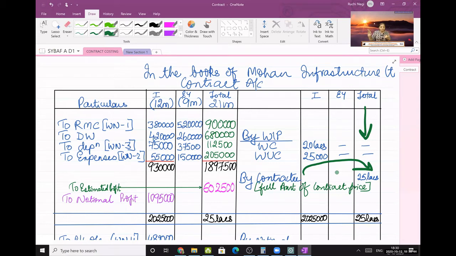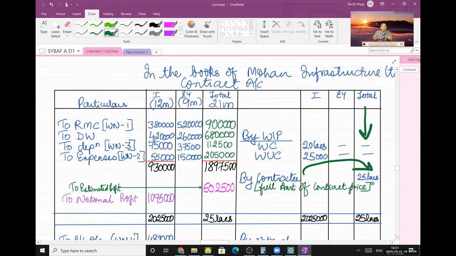Okay, there is no work certified, there is no work uncertified in the last year. So in this sum, my estimated year is my last year. Now I am doing the total of it. So what am I doing here? Just look into this part. After WIP, what have I returned by contractee's account?